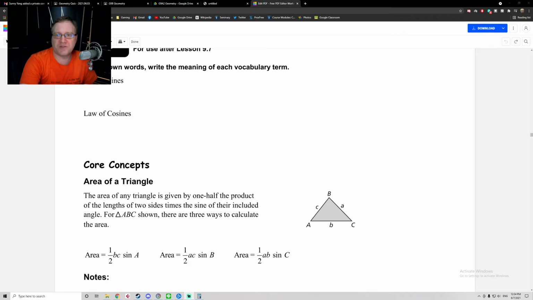Last week you had your quiz over section 9.1 through 9.5. Today we are going to move forward. We are going to skip section 9.6 and move on to section 9.7. In section 9.7, there are three things that we are going to learn.